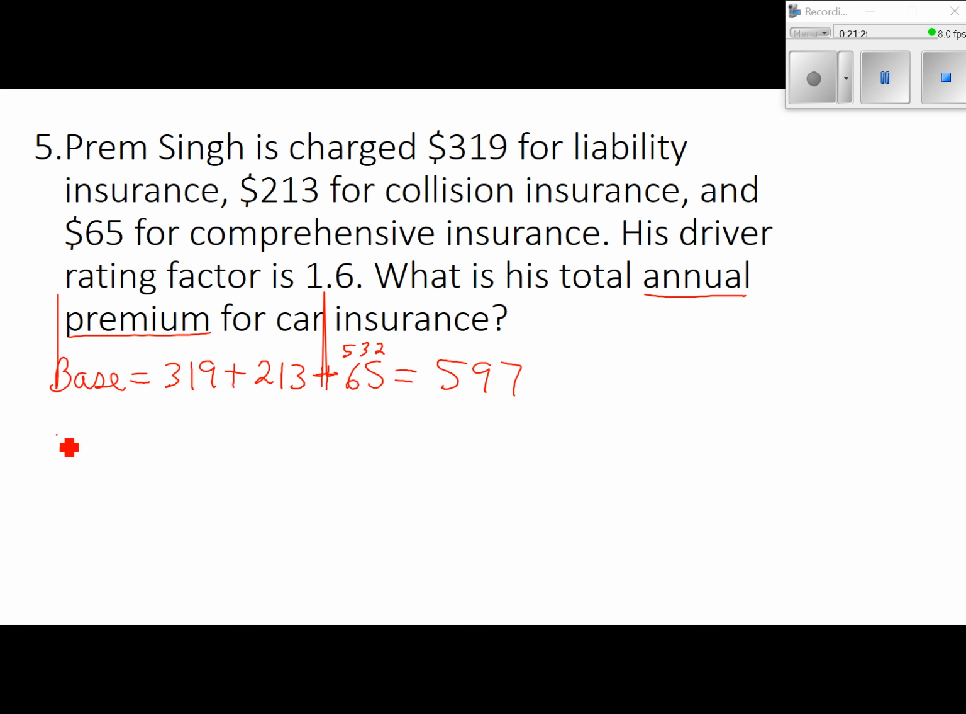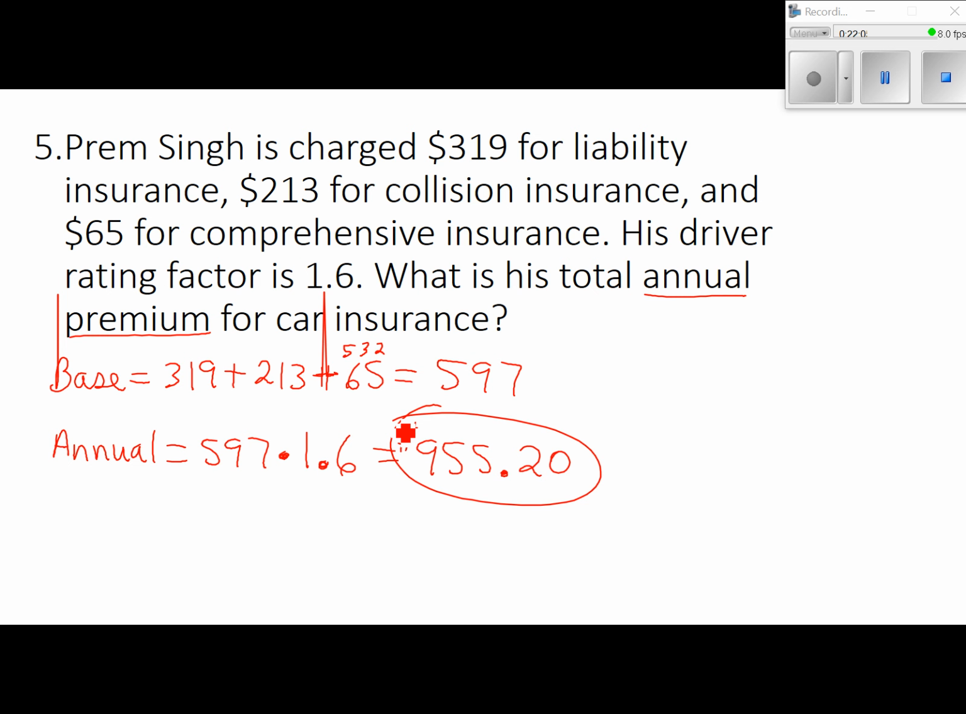Then to find his annual premium, we take that number, that 597, and we multiply it times his driver rating, which is 1.6. So this time we didn't need the chart to look up stuff. On some of the problems you will need the chart like we did on the last problem. You just multiply these two together this time. 597 times 1.6, and you get 955.2. Remember, that's got to be money, so we put a 0 on there. So his annual premium is $955.20.